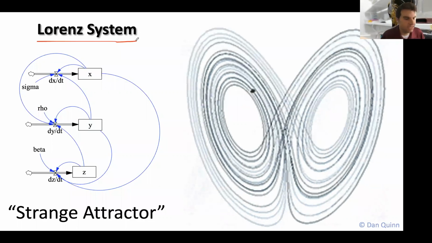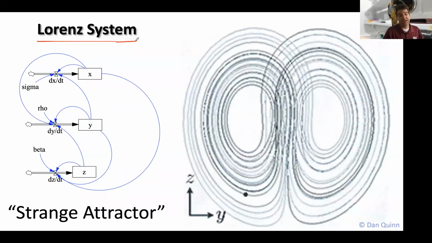I see a question here: wouldn't this correlate? Yeah, we're going to get to the butterfly effect in just a second. This is absolutely related to the so-called butterfly effect.